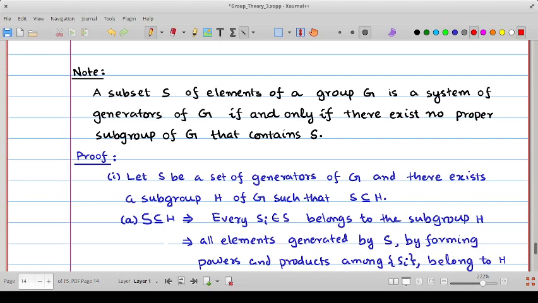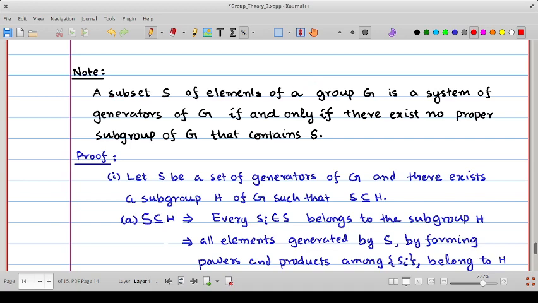We will now consider the properties of a set of generators of a group. Remember, the set of generators of a group is a subset of the elements of the group such that by taking the powers and the products of those elements themselves, we can generate all elements of the group. And this should be a minimal subset of the group G.